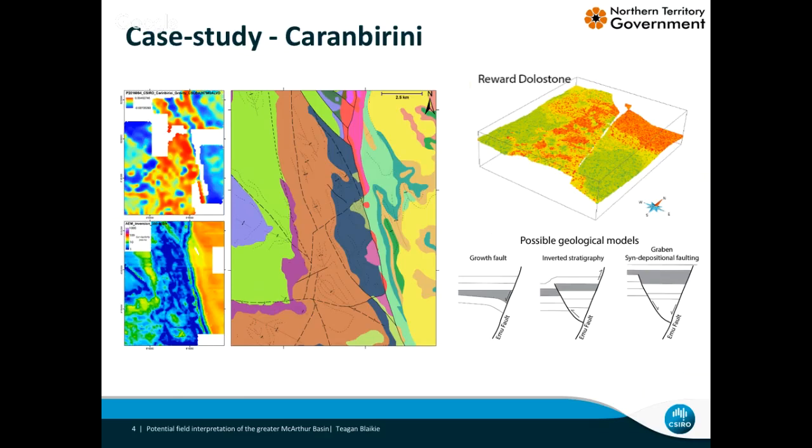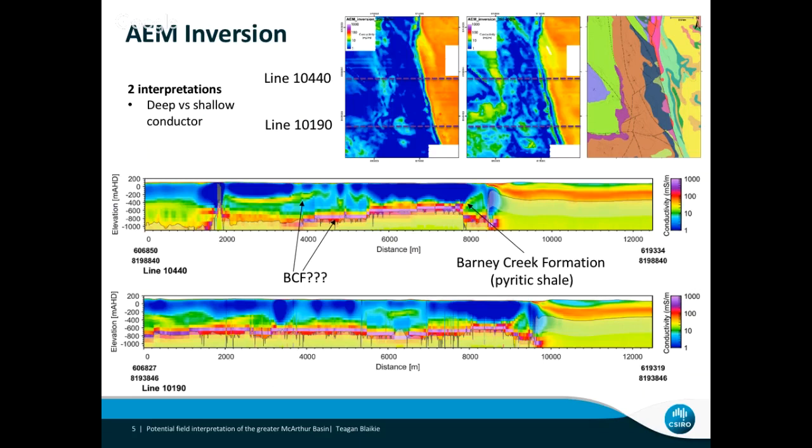So we came up with a couple of possible interpretations there. And then we looked at the AEM data. Some guys at SARA just re-inverted this, and this is just a couple of sections that we had. We have a drill hole through here, and the Barney Creek Formation, we know, is quite conductive. And the marker from the drill hole actually intersects this conductor here. So we have control on that, we know that's Barney Creek Formation.